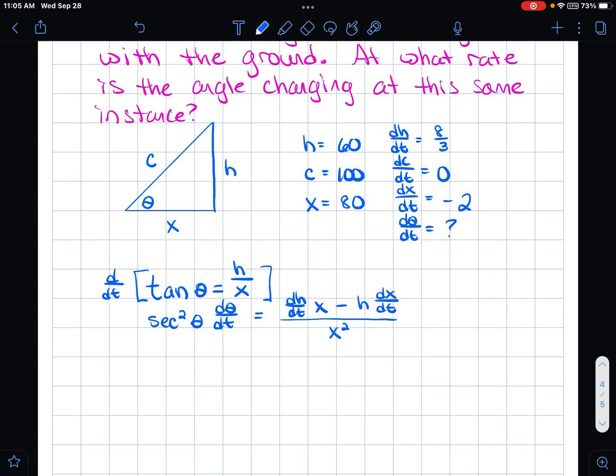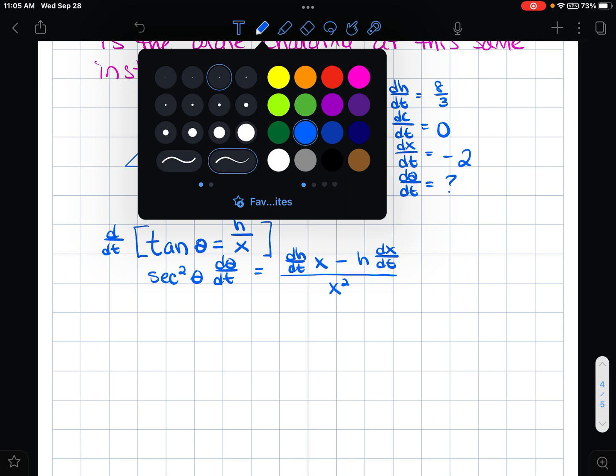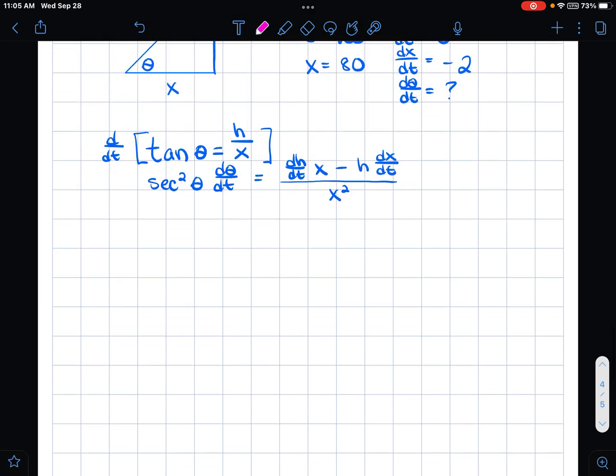Okay, last step now is to plug things in. Secant squared theta is going to take us a little bit of work. So let's do a little bit down below on what secant squared theta is going to look like. So we have secant squared theta. Let's talk about what we know. Secant squared theta is the reciprocal of cosine squared, and cosine squared is the same thing as cosine of theta times the cosine of theta.